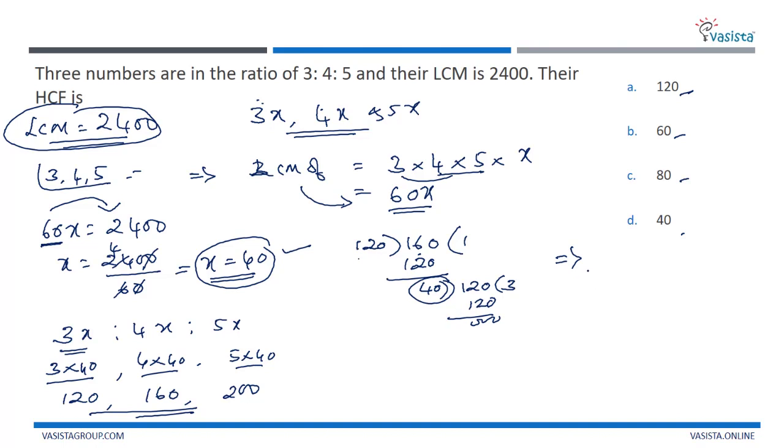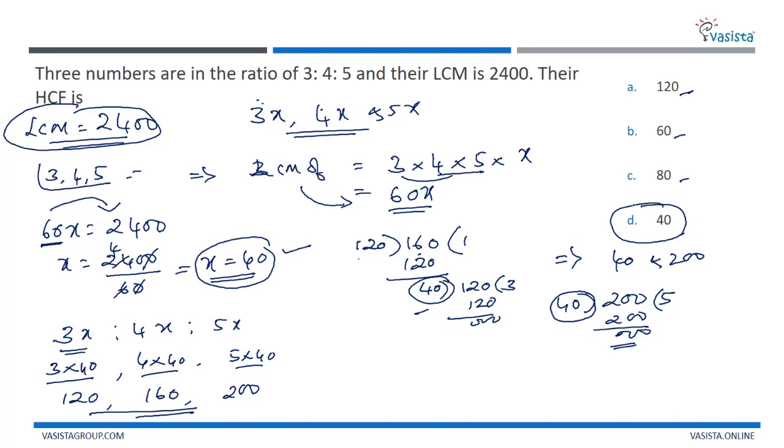Now we are supposed to find the HCF of this 40 with 200, 40 and 200. Now what you need to do, you are supposed to divide 200 by 40. 40 5s are 200. It is divided completely. So the HCF of those three numbers is 40. The answer here is D.